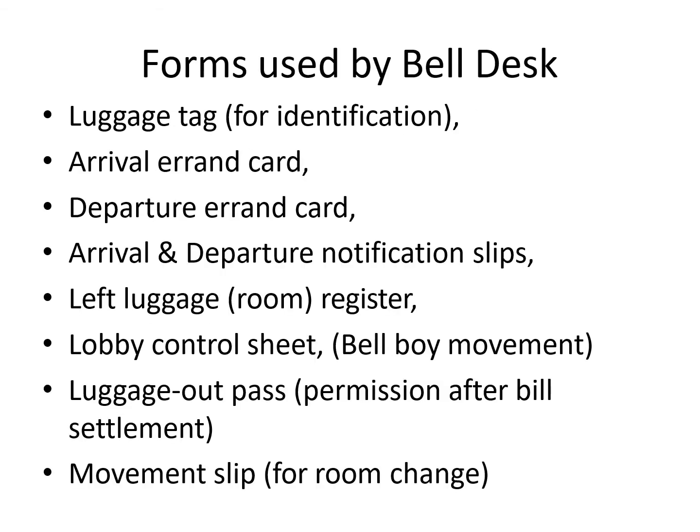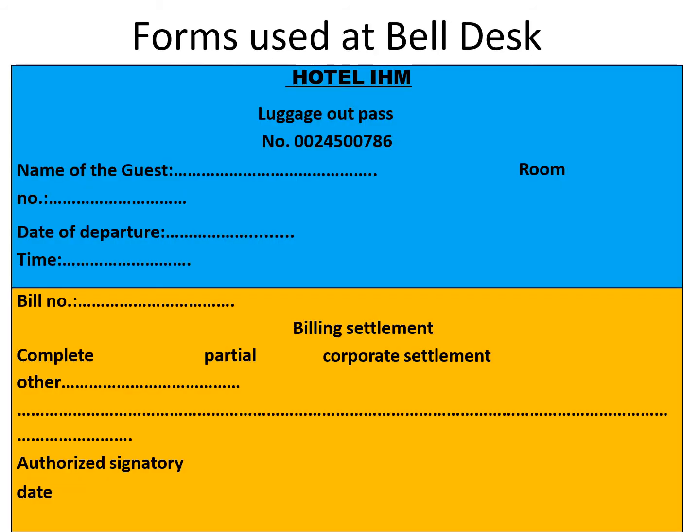Forms of bell desk: luggage tag for identification of the luggage, arrival errand card, departure errand card, arrival departure notification slips, left luggage room register, lobby control sheet, bellboy movement, luggage pass out, permission after luggage bill settlement, movement slip for room change. These are the forms which are supposed to be fulfilled by the bell desk department.